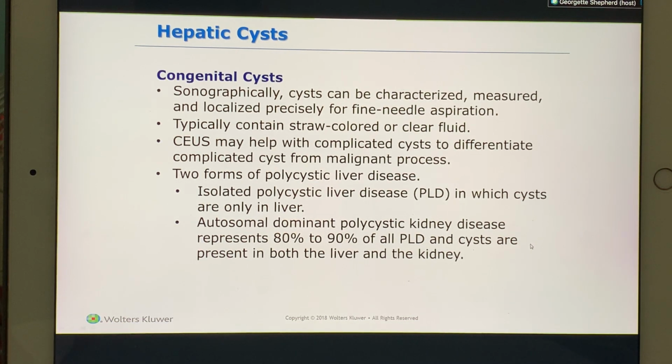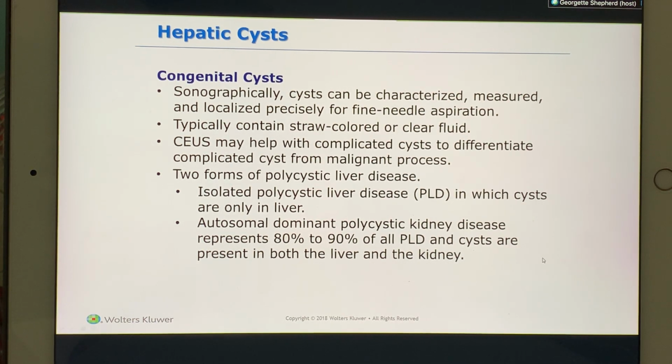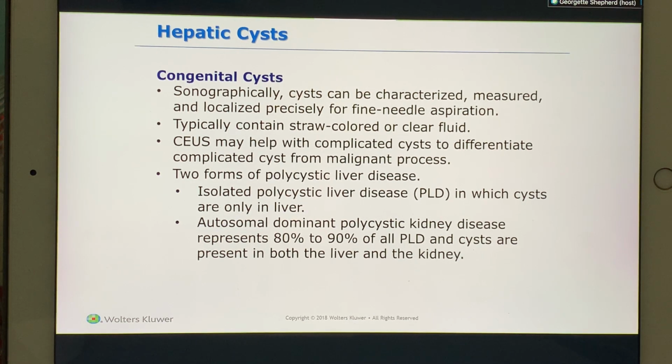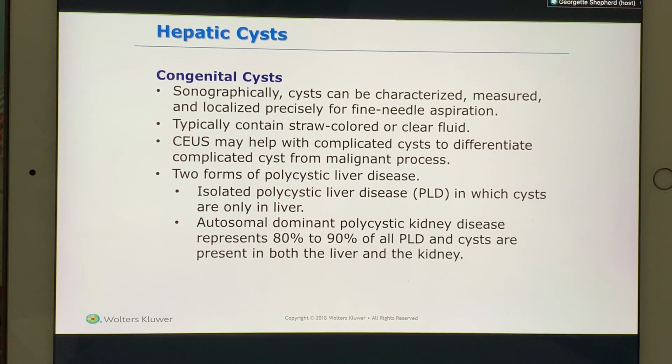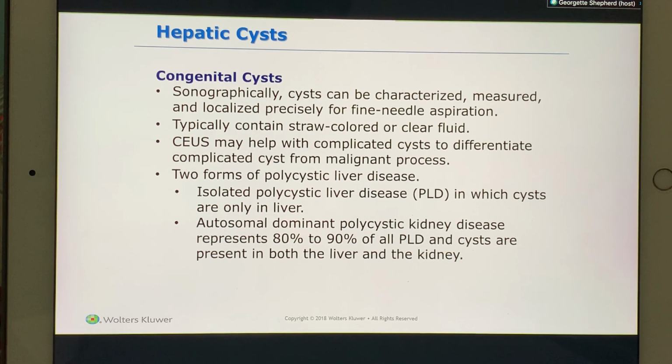Congenital cysts. Did we already go through this one? Okay. Sonographically, cysts can be characterized, measured, or localized precisely for fine needle aspiration. The fluid is usually going to be straw-colored or clear. Why would it be straw-colored? Any ideas? Isn't bile kind of yellowish? Yes. So you can also have biliomas, which are cysts that are full of bile.